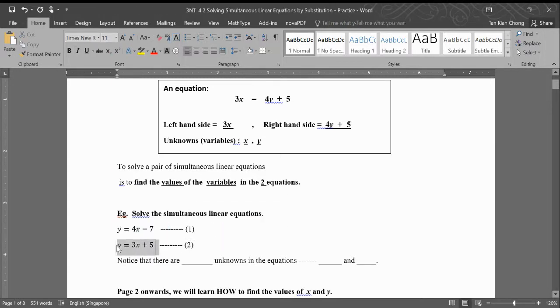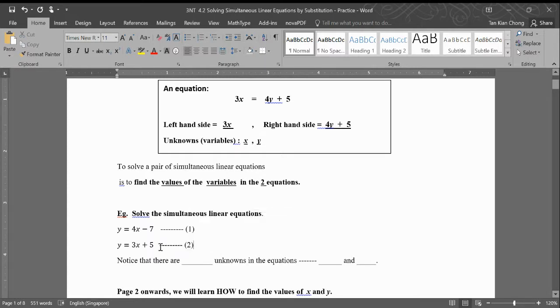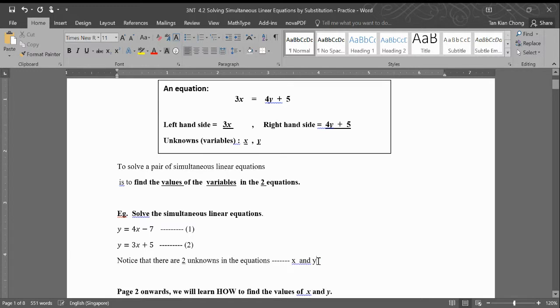The second equation says y equals to 3x plus 5. Once again, there are two unknowns, x and y. Now I'm going to give this second equation a name. I'll call it equation 2. By drawing this long dash bracket 2, it means that I'm giving this equation a name. I'm calling it equation 2. Now to summarize, notice that there are how many unknowns? There are two unknowns, x and y. So these two are our unknowns.